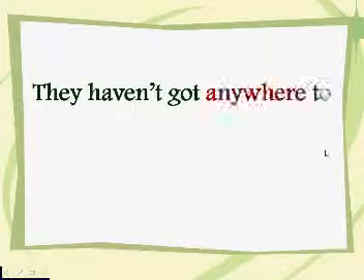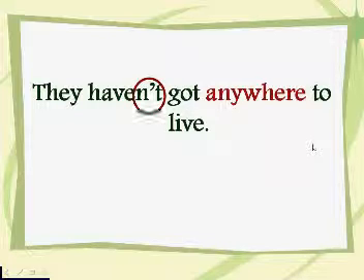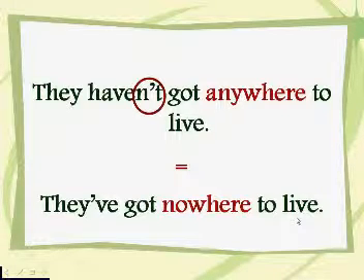They haven't got anywhere to live. It means they don't have any place to live. And it has the same meaning as they've got nowhere to live. So it is not possible to say they haven't got nowhere to live. There's no way you can use not here. So they've got nowhere to live.